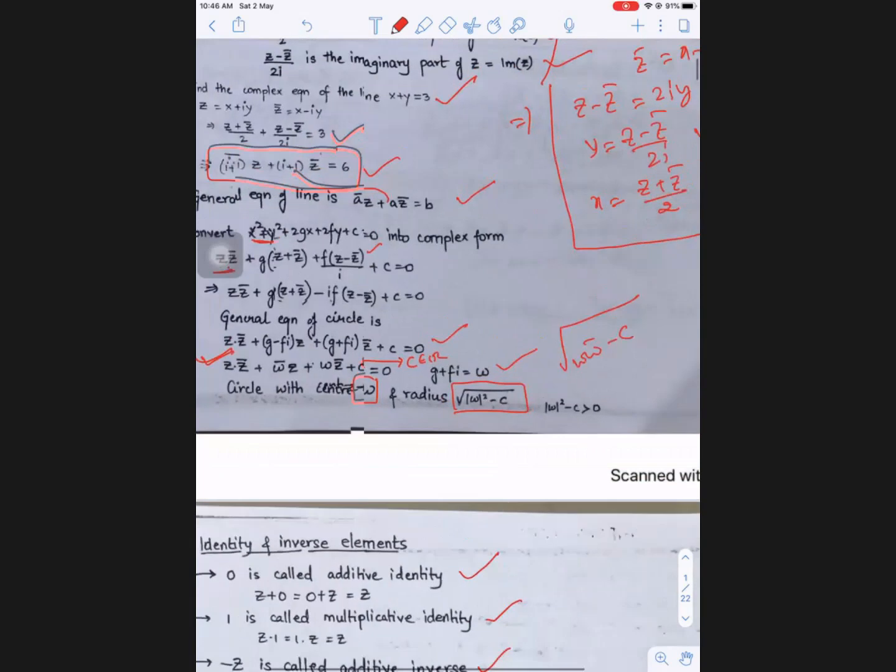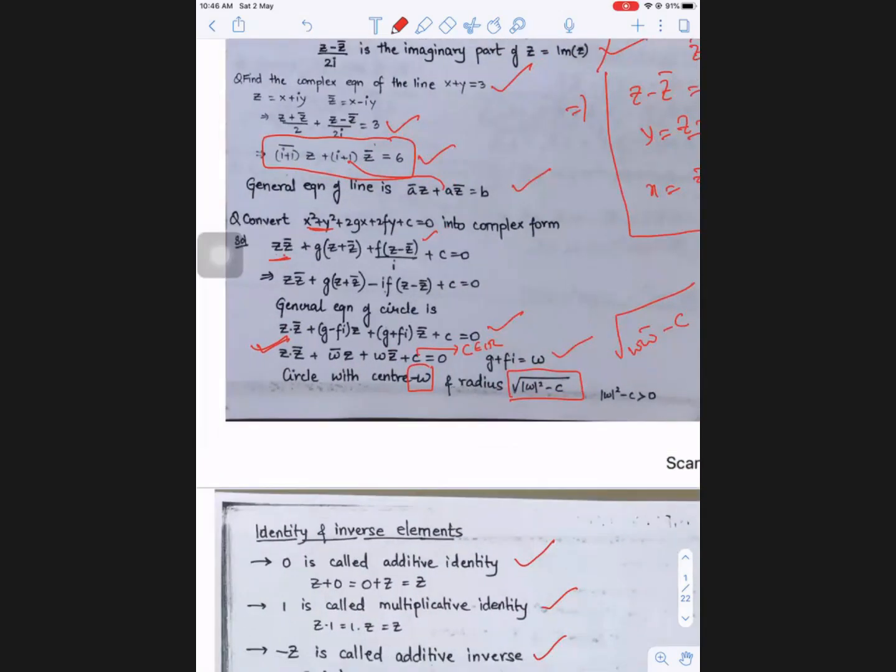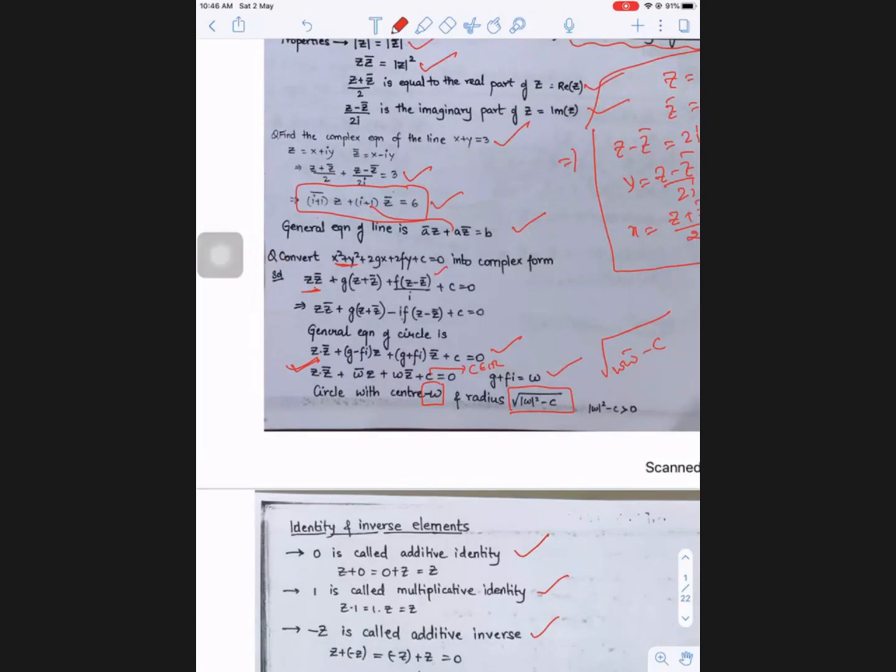Here you have to remember this point: c is a real number here, not a complex number. c is a real number, w is a complex number. And here the center is minus w and the radius is the square root of w w bar minus c. So it represents a circle only if that w w bar minus c is a non-negative value. Equal to 0 case, you will get a point circle, but greater than 0 case, you will get the remaining circles.